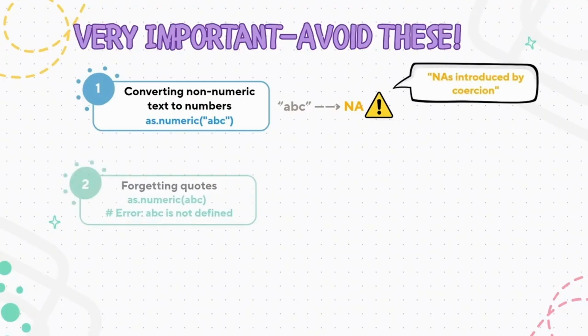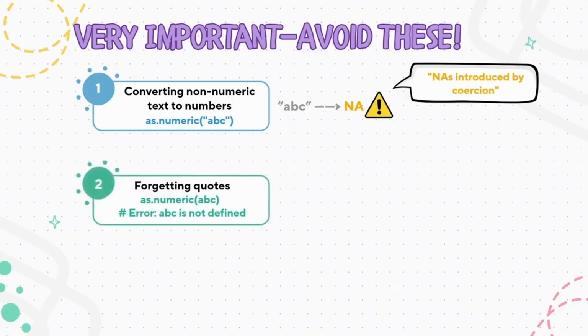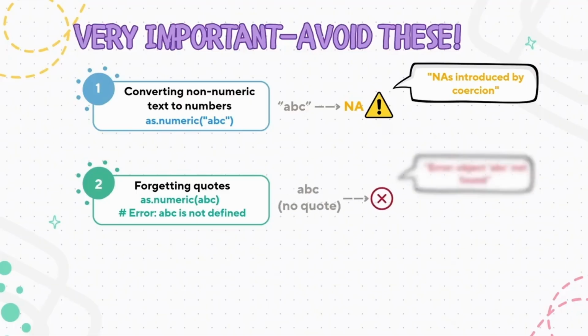The next mistake is forgetting quotes. Now I know that even if this value had quotes, it would give us the first error, that is an NA value, since this is not a numeric value. But that's not the point. Without quotes, R thinks that ABC is a variable name, and since we never created it, R will throw us an error, which is object ABC not found.